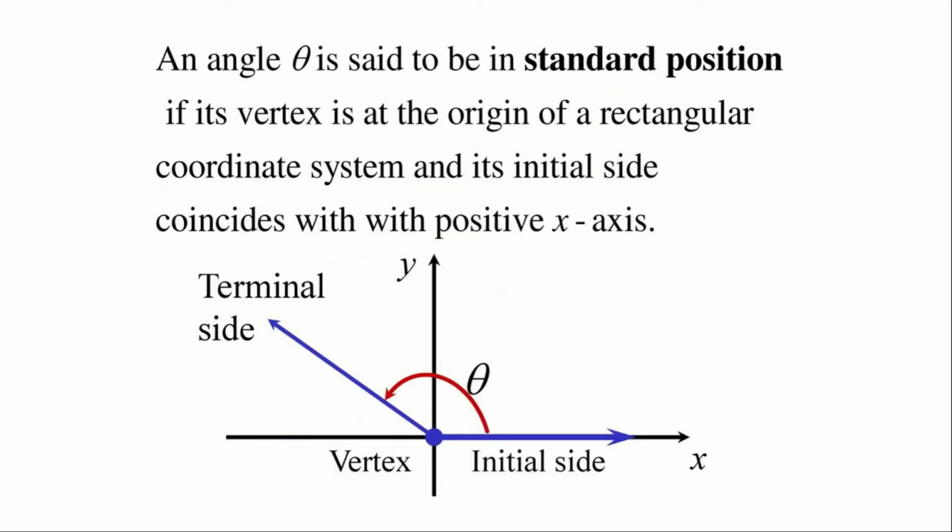An angle theta is said to be in standard position if its vertex is at the origin of a rectangular coordinate system and its initial side coincides with the positive x-axis. So the position of the angle theta is said to be a standard position if the vertex is at the origin point O of the rectangular coordinate system and the initial side coincides with the x-axis.